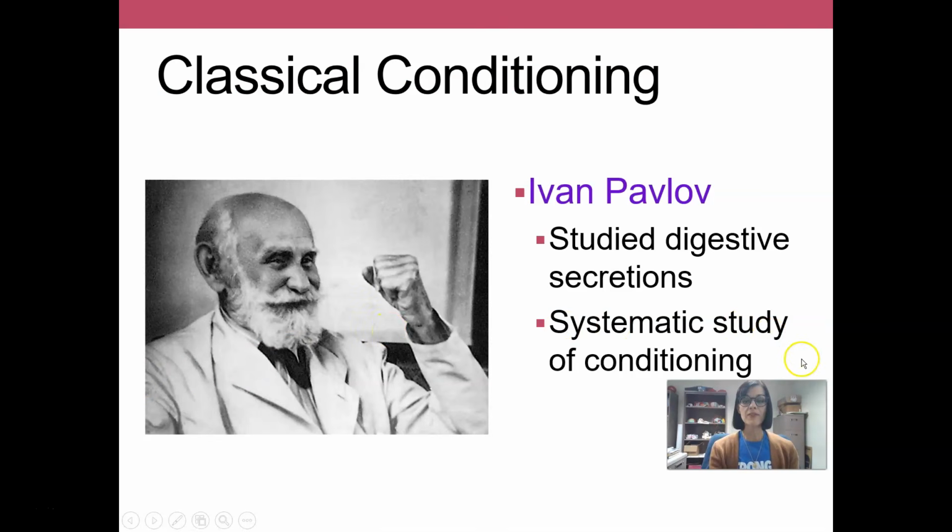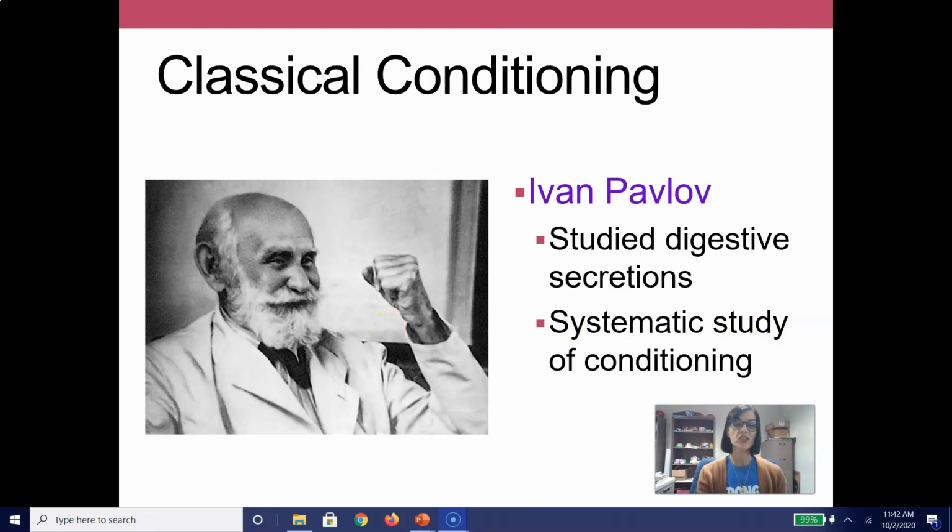So probably one of the best known people associated with classical conditioning is Ivan Pavlov, who, as you can see in this photo, has a really awesome beard. Now, one of the things that you need to know about Pavlov is he's not a psychologist. Pavlov was a physician, but he did receive a Nobel Prize for his work in this area.